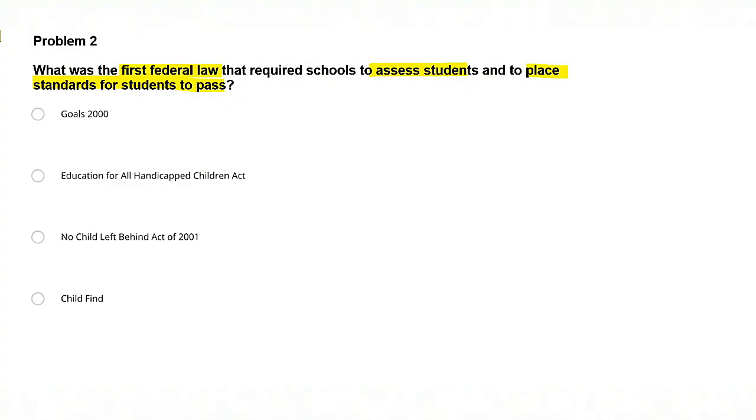Child Find. Child Find is a program that's offered by Florida only. And this basically provides diagnostic screenings, placements, and trainings to support the parents of students that could be at risk. So this is not a federal program and definitely would not be the best choice. Therefore, the best choice for this particular question is going to be the No Child Left Behind Act of 2001.